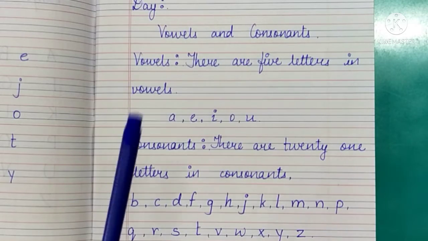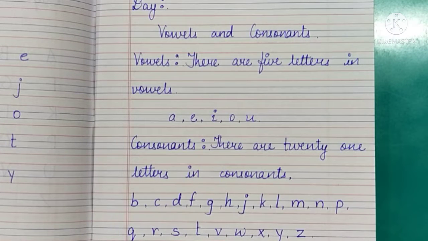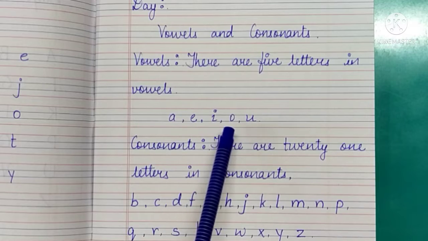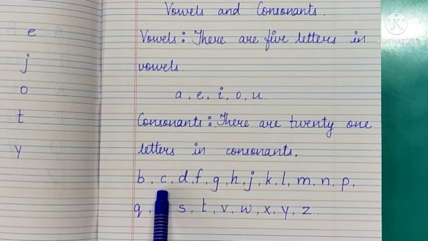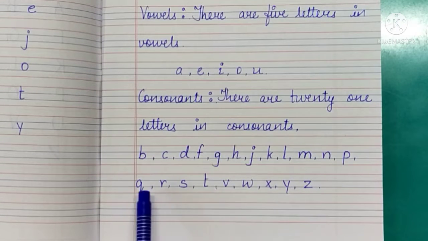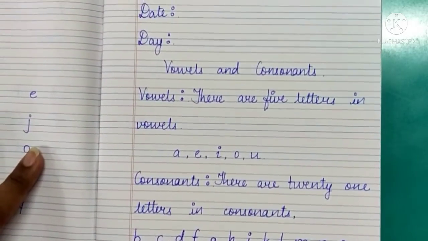I repeat, what are vowels? How many letters are there in vowels? There are 5 letters in vowels. Which are those 5 letters? A, E, I, O and U. Next are consonants. There are 21 letters in consonants. Which are those letters? B, C, D, F, G, H, J, K, L, M, N, P, Q, R, S, T, V, W, X, Y and Z. Did you all understand, students?